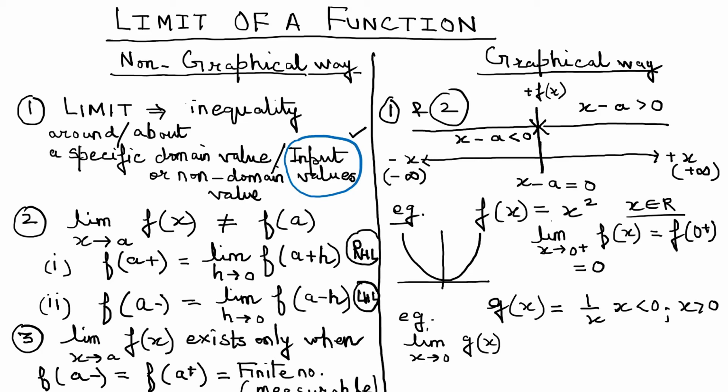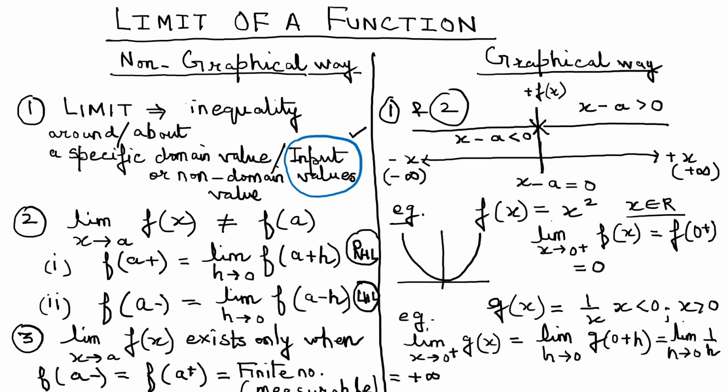But when we do this, we see that when we are finding out the right hand limit, let us say, in this case, we would say limit h tending to 0 of g of 0 plus h, which is limit h tending to 0 of 1 by h. So, which is plus infinity.